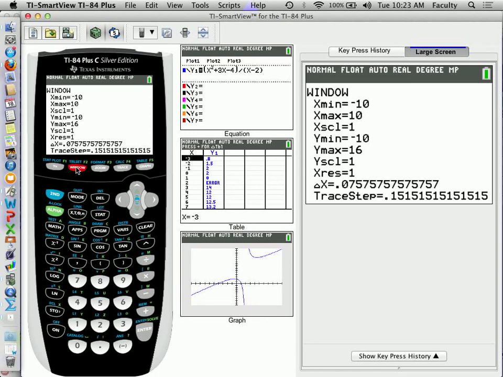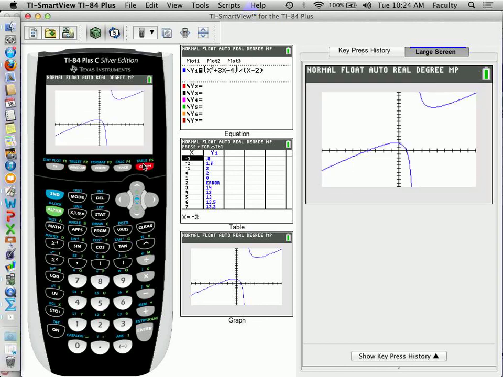So you press window, and I want you to notice I changed y max to 16. That's the only thing I changed because it'll go up higher. So go to y max and change it to 16. Now let's press graph. And look at this. This is pretty nice.